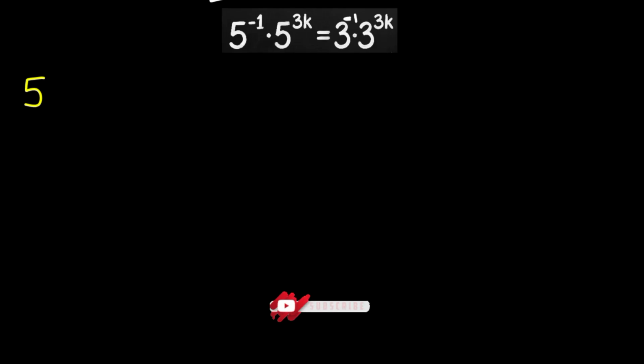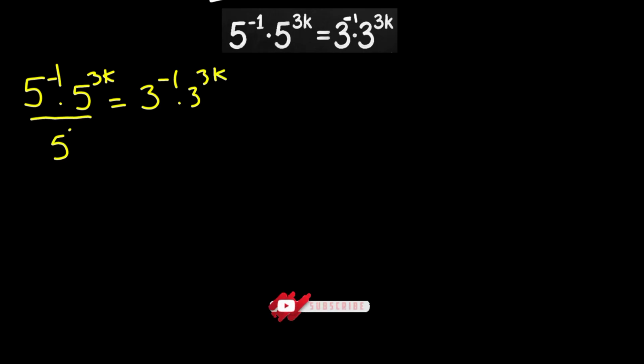To solve this really interesting exponential equation, we are going to start by doing something very clever. And what is that clever step that we're going to be taking? We're going to be dividing both sides of the equation by 5 to the power of 3k. And that divides this part of our equation to give us 5 to the power of 3k.